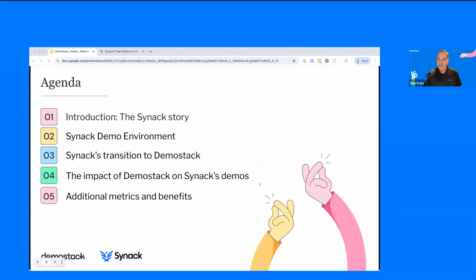What we're going to be talking about today is the Synack story. You'll learn a little bit about their company and where they were. You'll learn about their demo environment and some of the challenges they faced, including when they decided they needed to make the move to look for a demo operations platform. We'll talk in detail about that transition and the challenges and accomplishments. And then we'll end talking about the results.